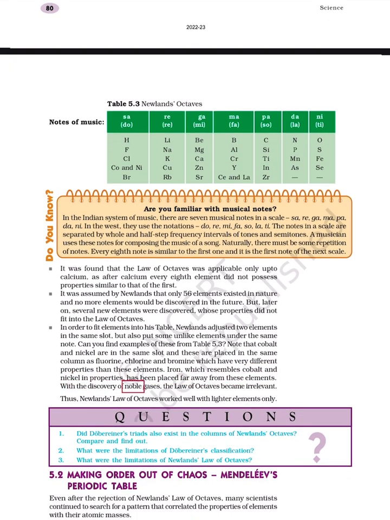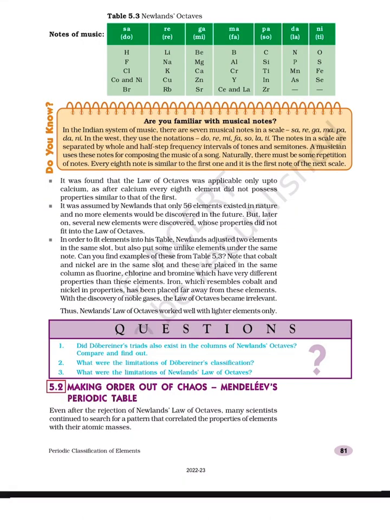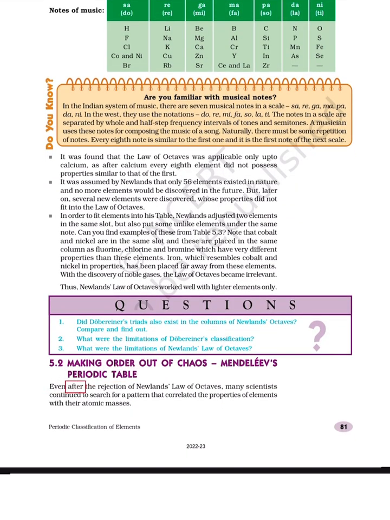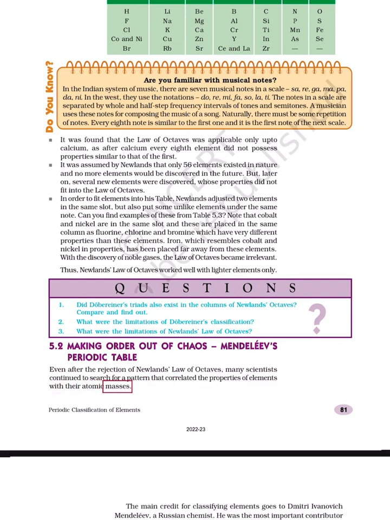With the discovery of noble gases, the law of octaves became irrelevant. Thus, Newlands' law of octaves worked well with lighter elements only. 5.2 Making order out of chaos. Mendeleev's periodic table. Even after the rejection of Newlands' law of octaves, many scientists continued to search for a pattern that correlated the properties of elements with their atomic masses.